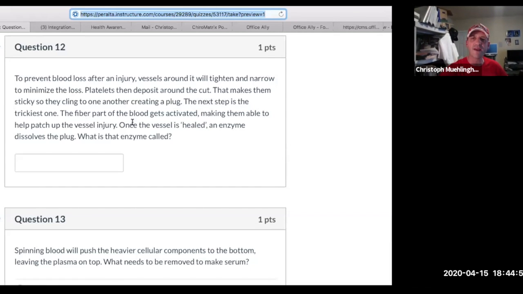And then once the vessel is healed up, we get an enzyme that dissolves the plug. And what's that enzyme called?